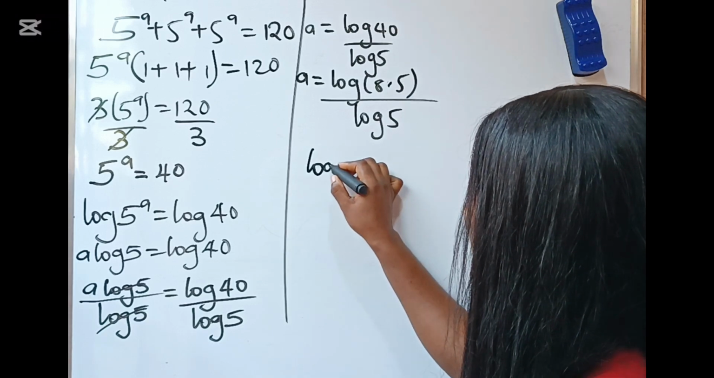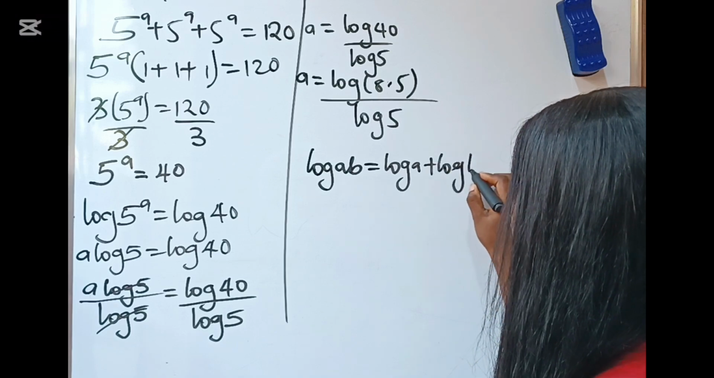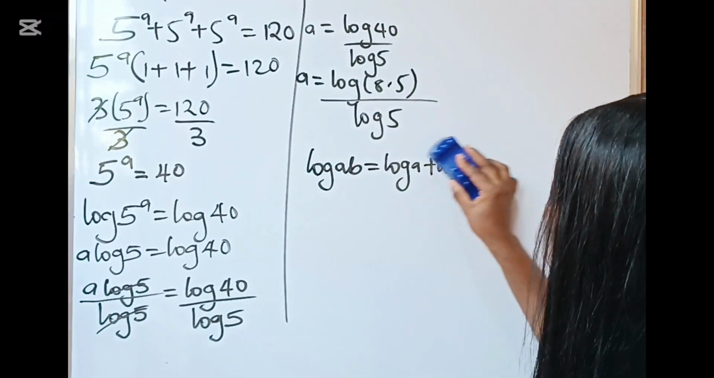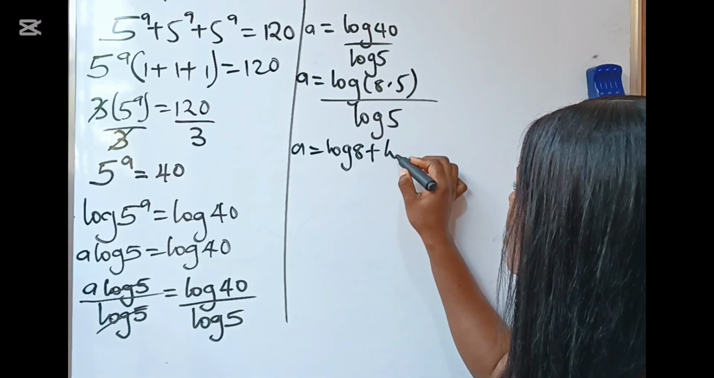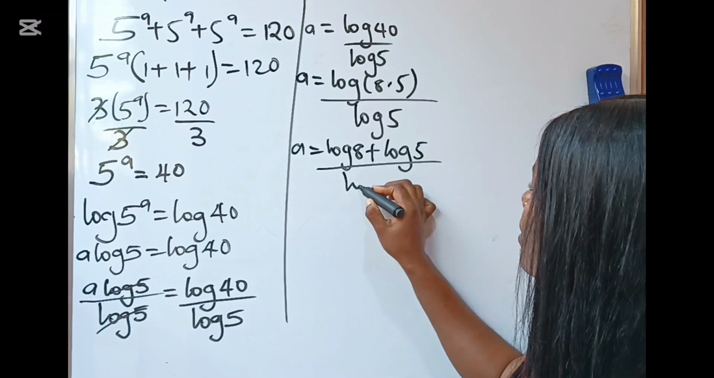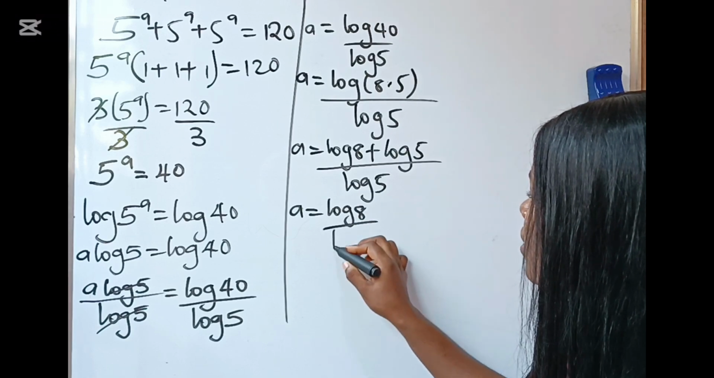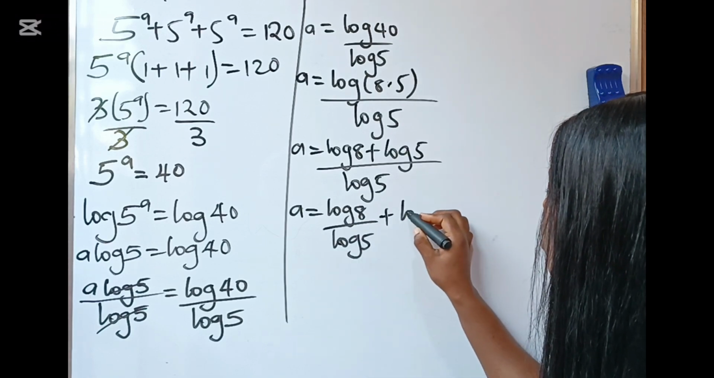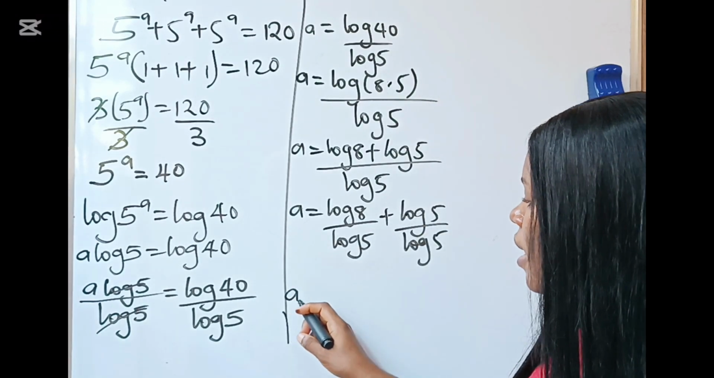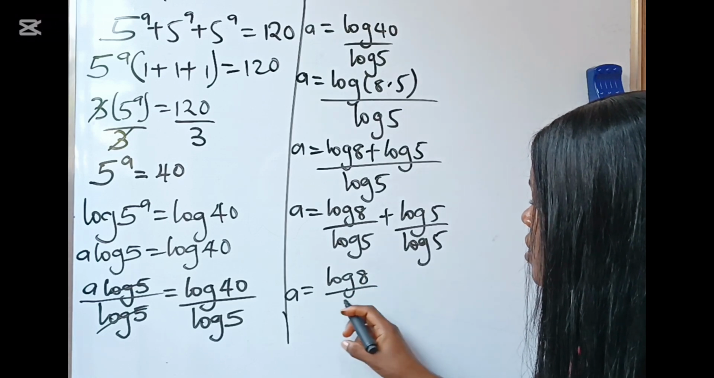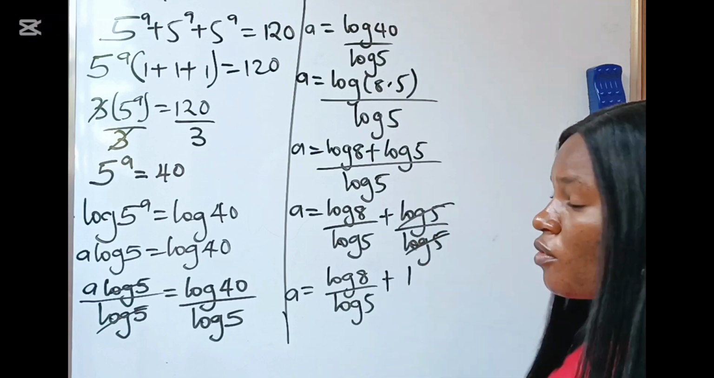Now when you have log a multiplied by b, it is equal to log a plus log b. Therefore, we can rewrite our numerator as a is equal to log 8 plus log 5 divided by log 5, right? So we have a is equal to log 8 divided by log 5 plus log 5 divided by log 5. Okay, so our a is equal to log 8 divided by log 5 plus 1, because this divided by itself will give us 1.